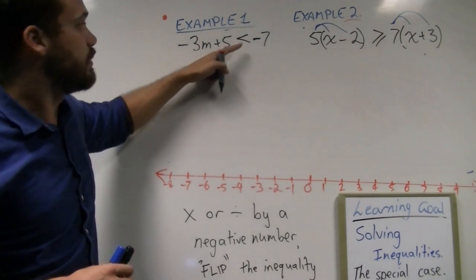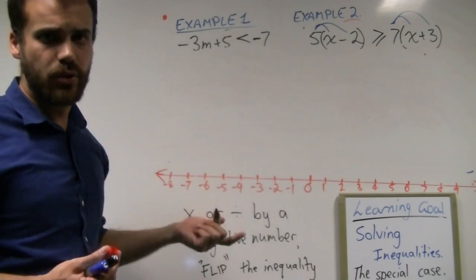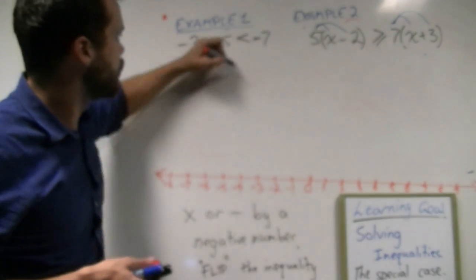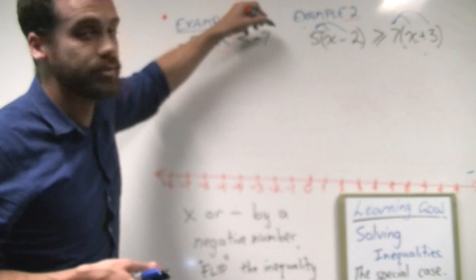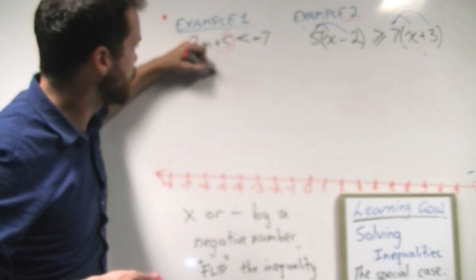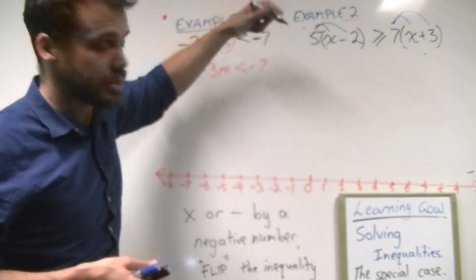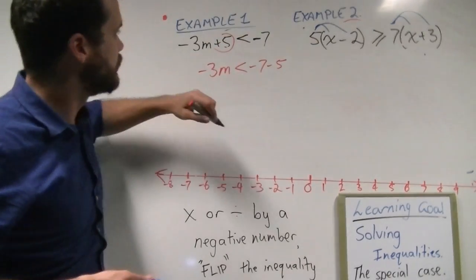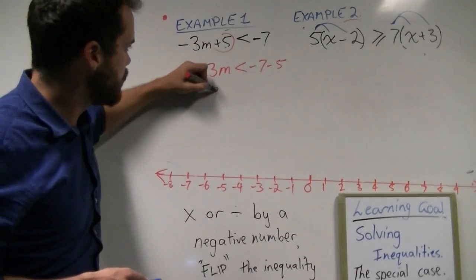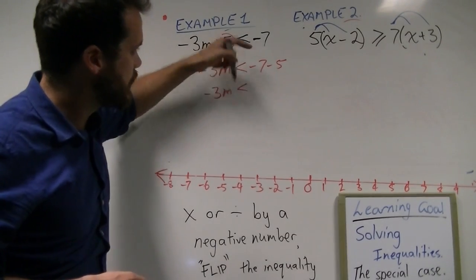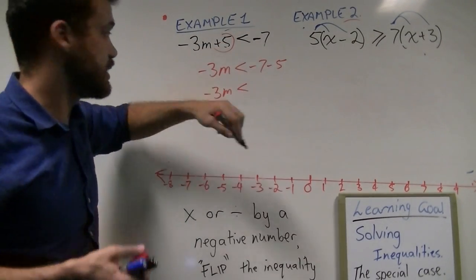Negative 3n plus 5 is less than negative 7. Start solving it like you would any other equation. So that positive 5 is going to move over to the other side. We'll end up with negative 3n is less than negative 7, positive 5 becomes a negative 5. So that's going to be negative 3n is less than negative 7 minus 5, which is negative 12.